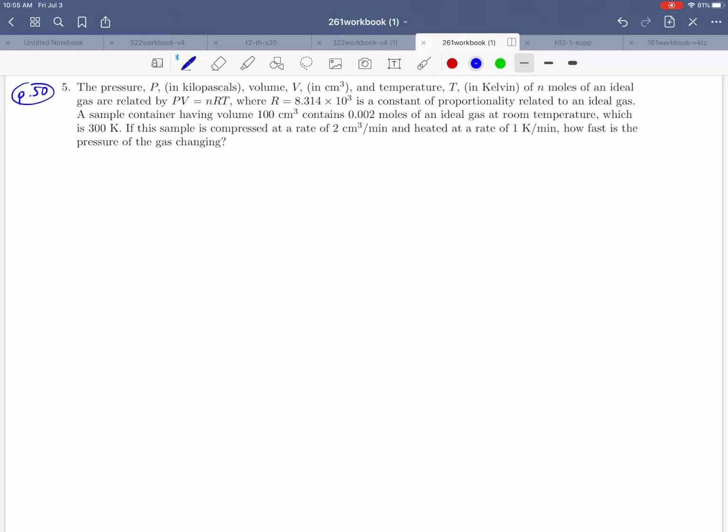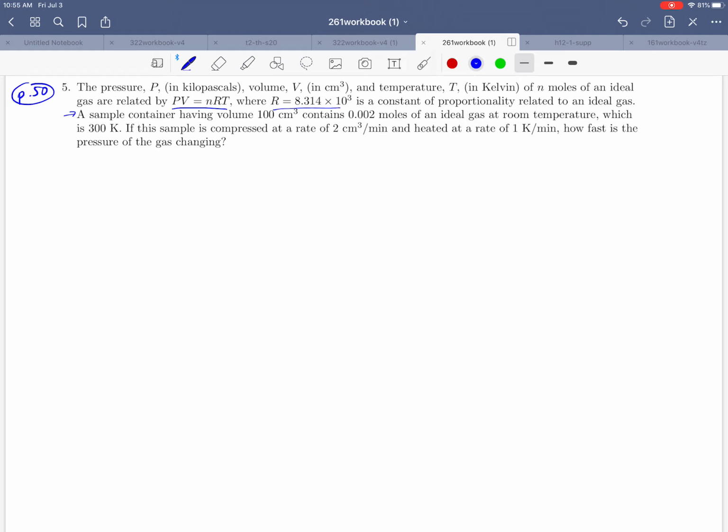So they tell us that the pressure, P in kilopascals, volume V in cubic centimeters, and temperature T in Kelvin of n moles of an ideal gas are related by the formula PV equals nRT. Okay, and those of you chemists out there might recognize that as being the ideal gas law. And then they go on to note that the R is representing a constant of proportionality here. And then in the next sentence, they start to give us some information about the specific values of these variables.